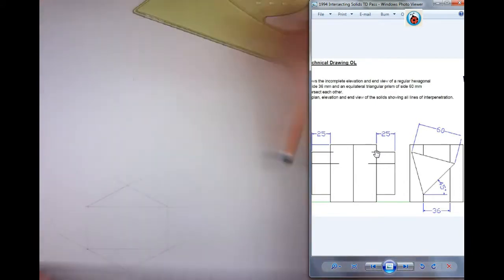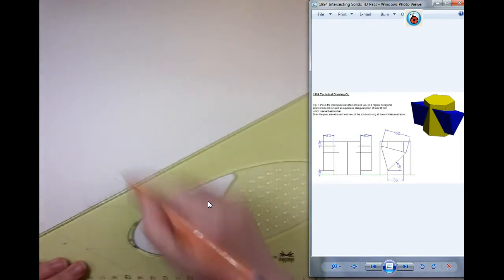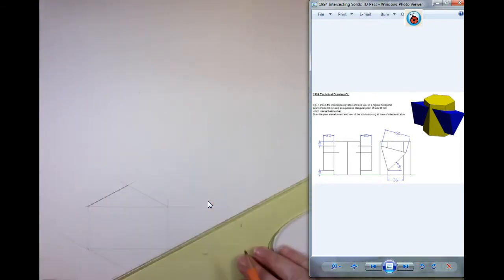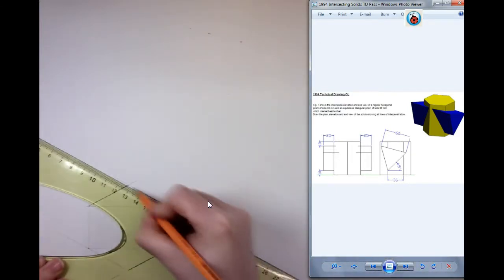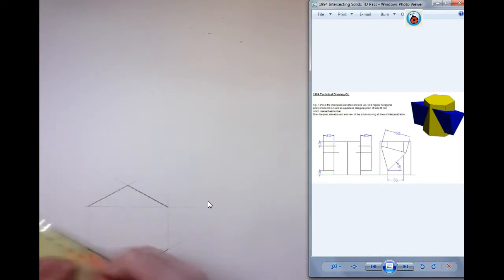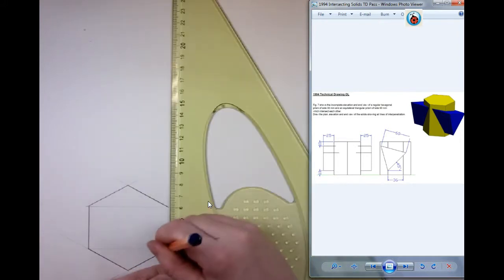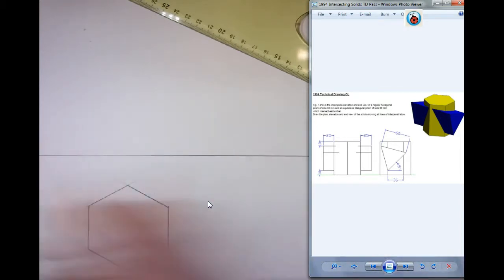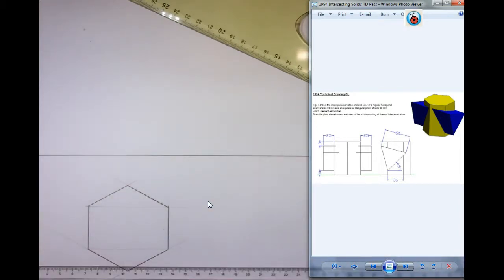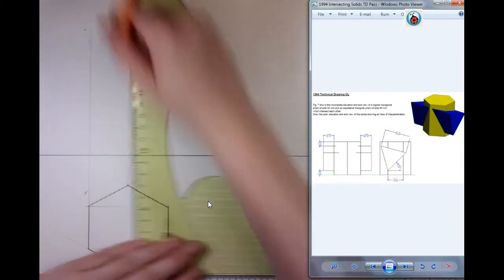Now obviously, if we look at our question, it's being cut, so I can darken in my hexagon in my plan. Lovely. My next move is going to be to draw an XY line. Always draw your XY line, please, and always label it. Next I'm going to come up and draw my hexagon prism. I'm ignoring my triangle for the moment.